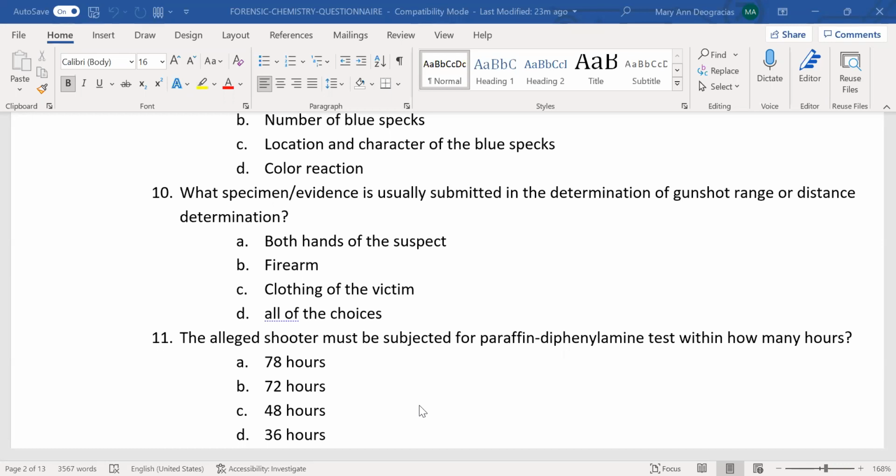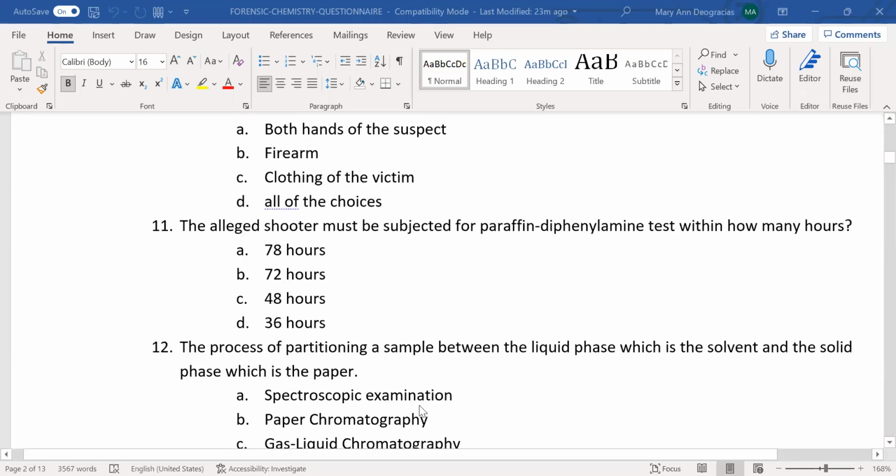The alleged shooter must be subjected for paraffin DPA test within how many hours, guys? Is it 36? Is it 78, 72, 48, or 36 hours? It's letter B from Windel. Okay. It's letter B as in Bravo. Standard yan, 72 hours all over the world.